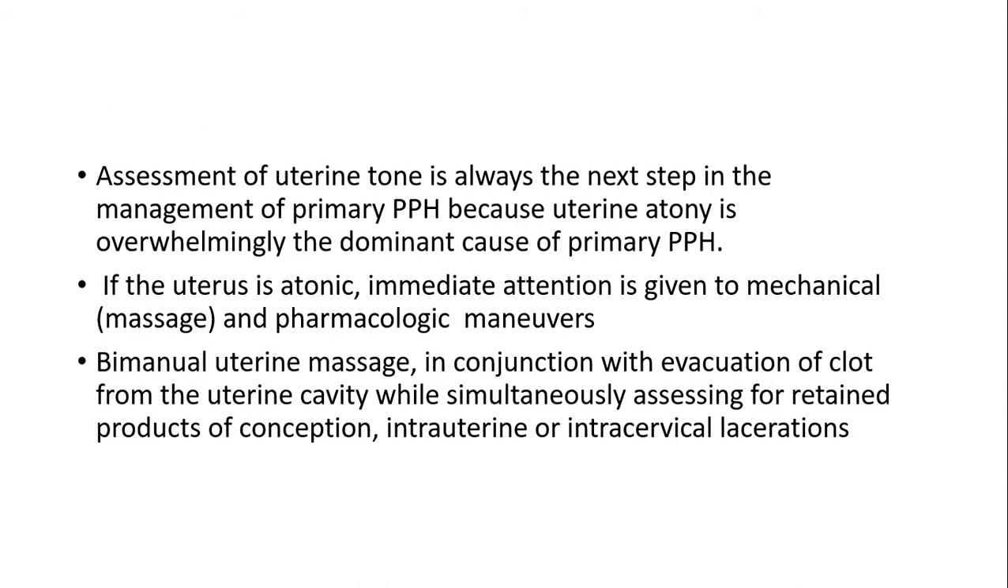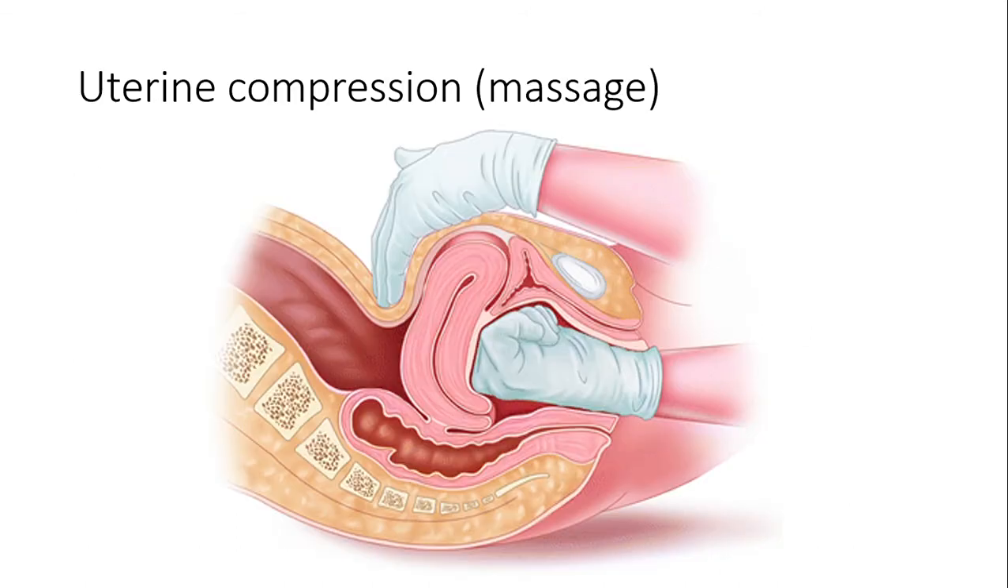Assessment of the uterine tone is always the next step in the management of primary postpartum hemorrhage, because uterine atony is the dominant cause of primary PPH. If the uterus is atonic, immediate attention is given to mechanical massage and pharmacological maneuvers. Bimanual uterine massage, in conjunction with evacuation of clots from the uterine cavity, retained products of conception, intrauterine or intracervical lacerations. On the picture, you see the technique of the massage, manual uterine compression.